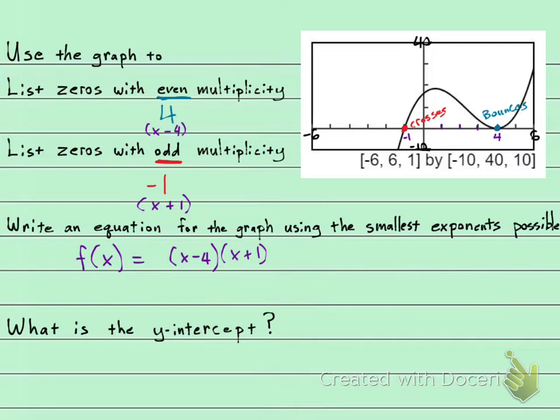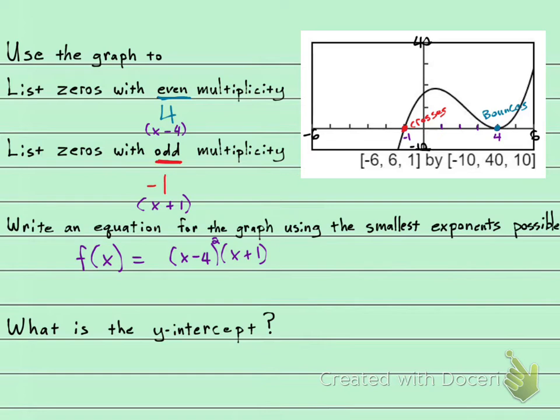Since the 4 is even, the lowest even number that I can use as an exponent would be 2. So the exponent on this x minus 4 is going to be 2. I could have also used 4 or 6 or 8, but the smallest possible exponent to use would be 2. And for this odd root of -1, the exponent is going to be odd, and the smallest odd number to use is 1. I don't need to put this 1 here because it's always understood to have an exponent of 1.